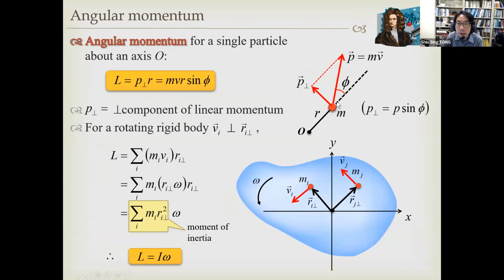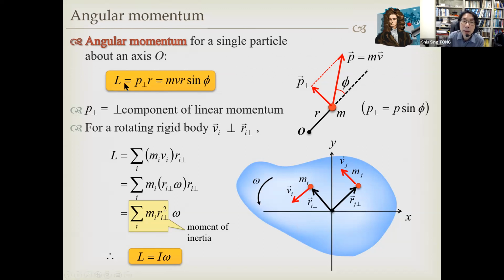Well, it's easy. If you have a single particle p moving in this direction, then you resolve the momentum in a direction perpendicular to the distance from the point O where you want to take the angular momentum. So I resolve the momentum with the component perpendicular to r. I call this component p perpendicular. And p perpendicular multiplied by r will be the angular momentum for a single particle.